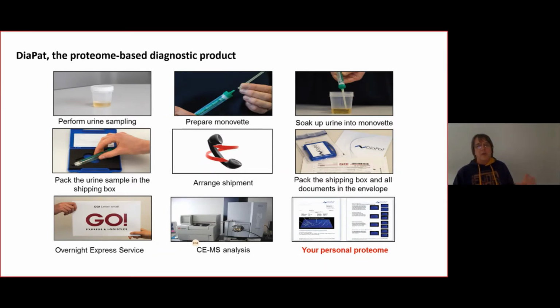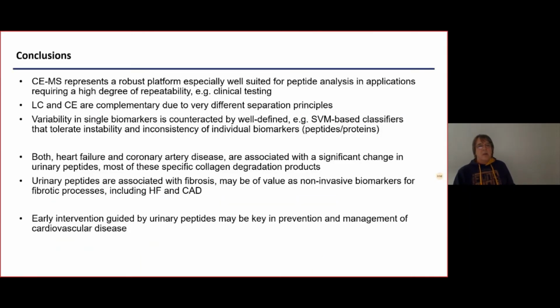Last but not least, I want to point out that all of these developments could in fact be turned into a proteome test that is now being used in Germany for now, and now very soon in more and more countries, I think. And I would like to conclude with a few statements that I hope I could present to you, since this is a proteomics talk: that CE-MS represents a very robust platform and especially well suited for peptide analysis in applications where we need a high degree of repeatability, like clinical testing. LC and CE, I would say, are complementary due to the different separation principles. And what we observe is that variability in single biomarkers is not only true for CE-MS, this is true for any biomarker. If you look at albuminuria or NT-proBNP values, you will see the same thing. But this can be counteracted by, for example, support vector machine-based classifiers that tolerate instability and inconsistency.